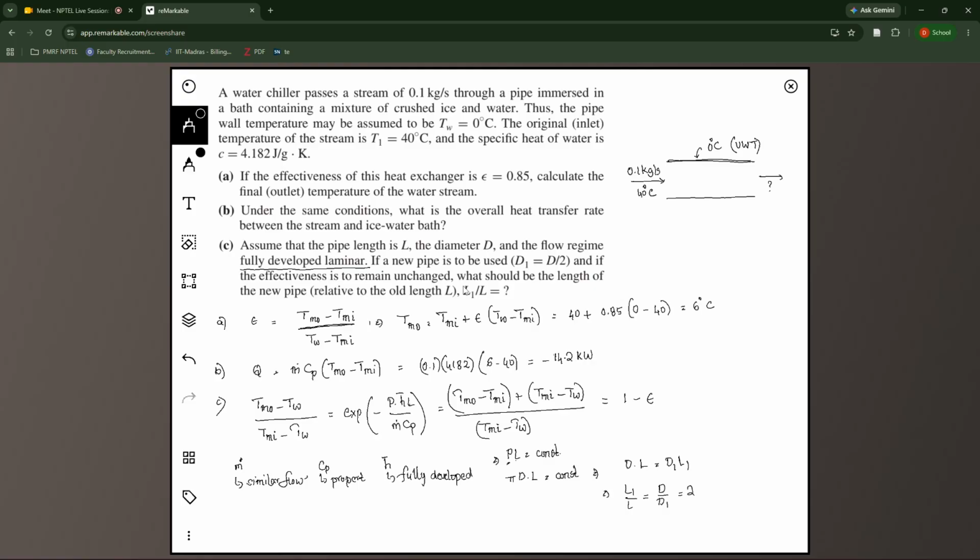We will take up a problem on that once we derive the correlation for the Nusselt number, which we will do in the next week. But other than that, is this clear? Are there any questions?